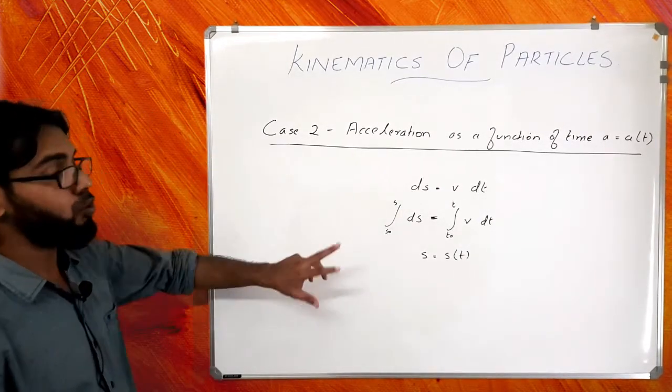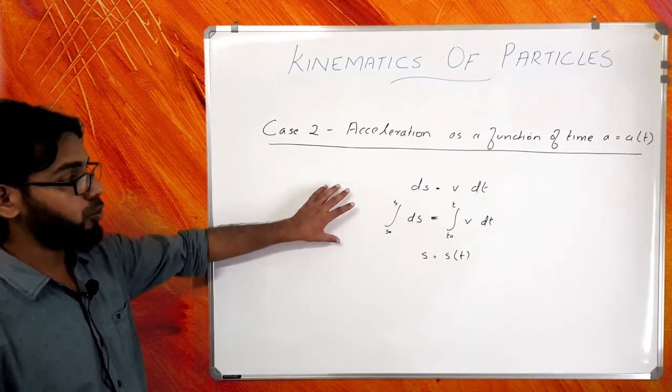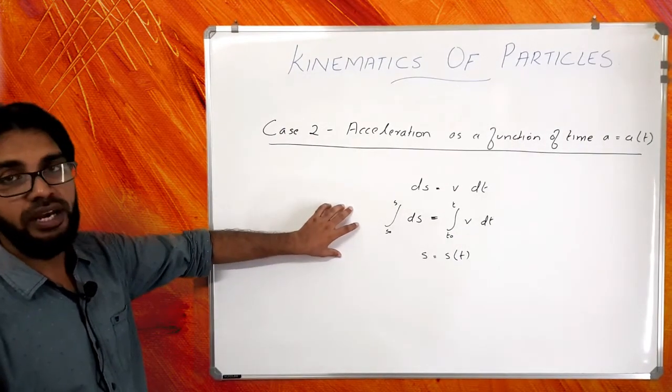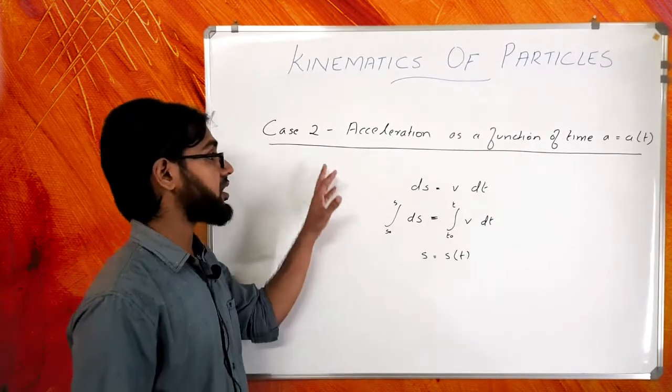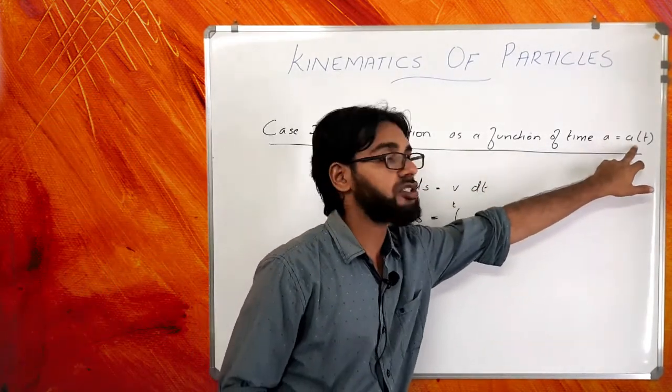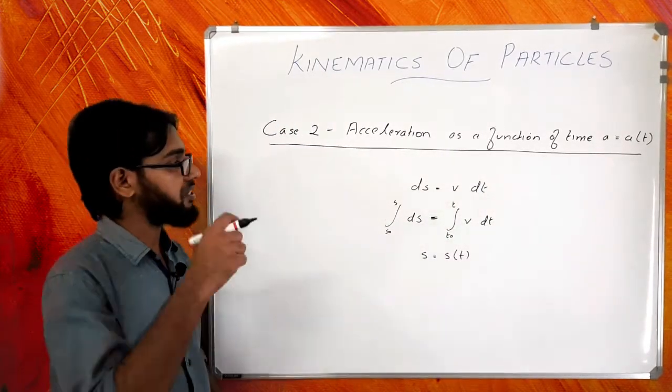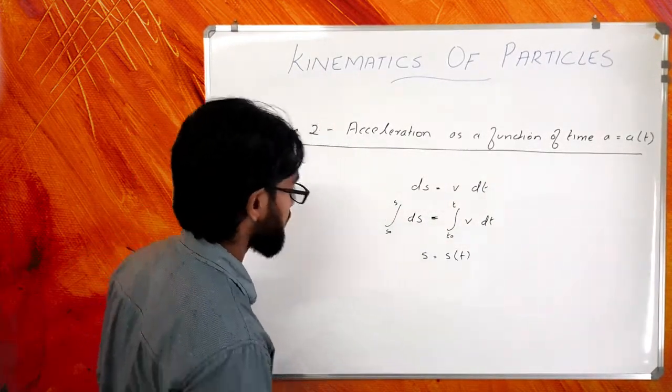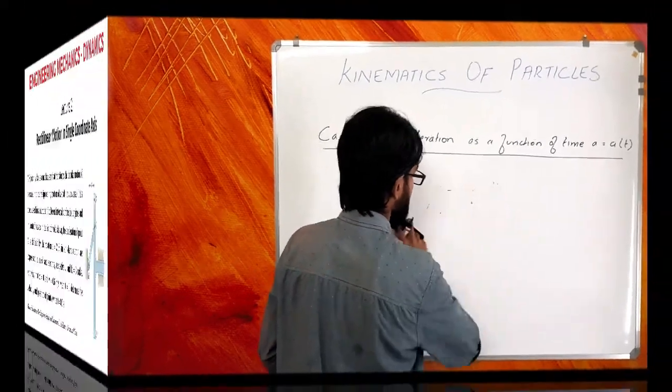So these are the two equations. The first equation we had seen, the second equation we had seen. These are the two equations in case acceleration is a function of time, meaning a is a function of t. Now let us do a problem. The problem will be shown on the screen.